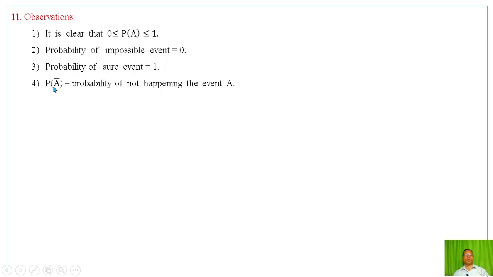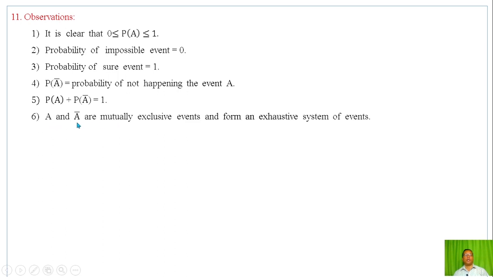Then P of not A, the probability of not happening of the event A, is denoted by P(A bar). P(A) plus P(not A) is equal to 1. Then A and A bar are mutually exclusive events and form an exhaustive system of events. The happening of A excludes the happening of not A, and the happening of not A excludes A.